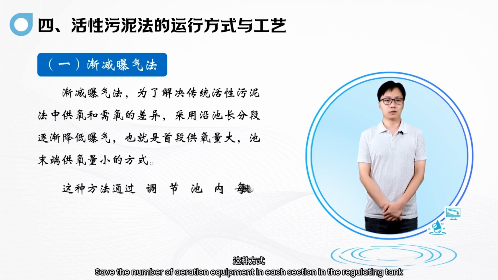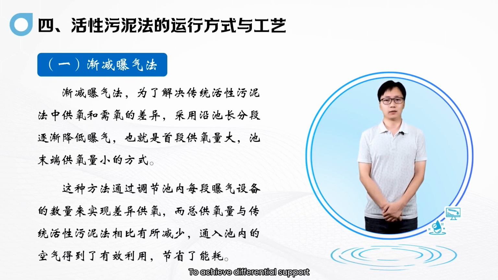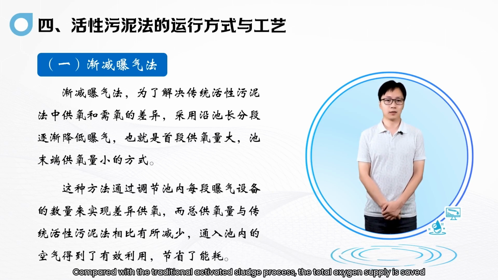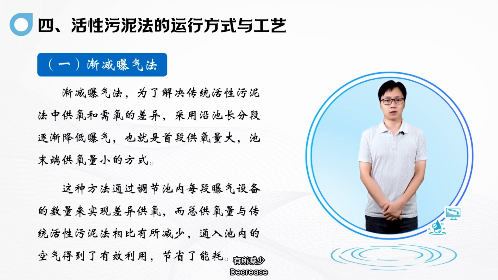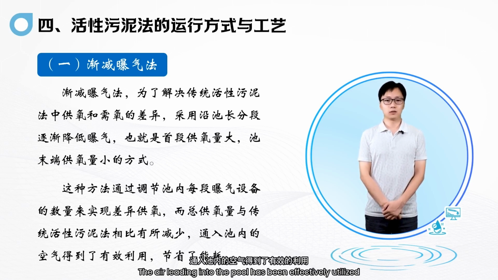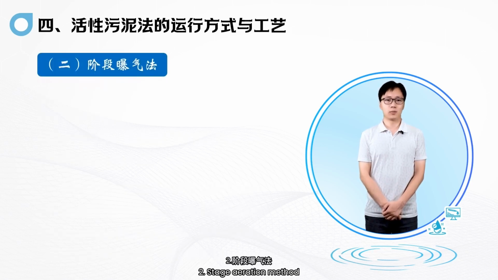This way, the number of aeration equipment in each section can be saved, and the regulating tank achieves differential supply. Compared with the traditional activated sludge process, the total oxygen supply is decreased, the air leading into the tank is effectively utilized, and energy is saved.